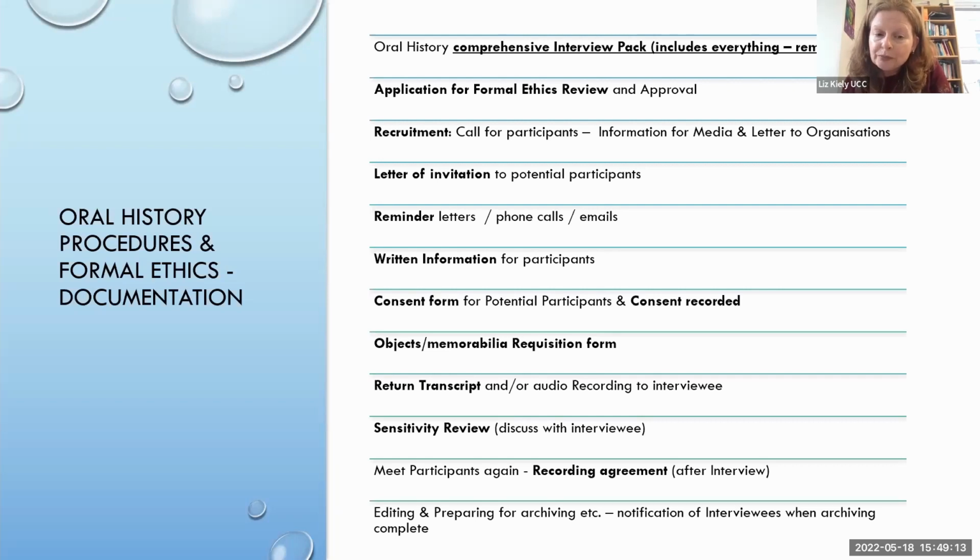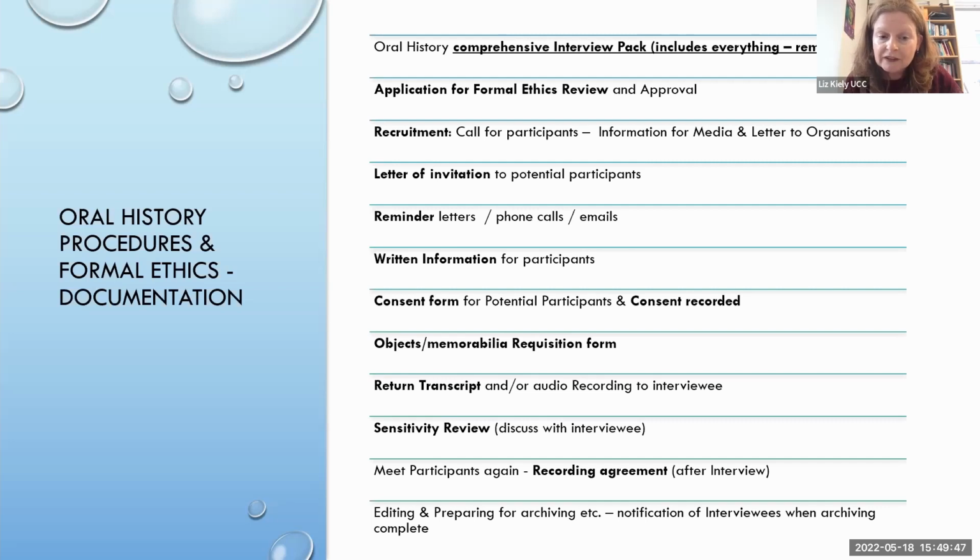We also meet participants again and then ask them to complete a recording agreement. This is after the interview, where very often we're thinking, here we have a body of material and we want to engage with the participant in relation to how they're happy to have that material utilized into the future. Do they want to put certain conditions on how it is used or who uses it, or in relation to how we're going to use it in the context of publication or dissemination?